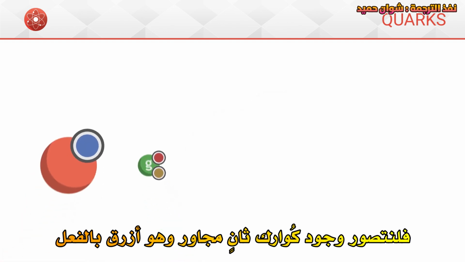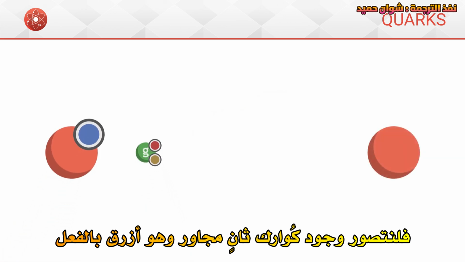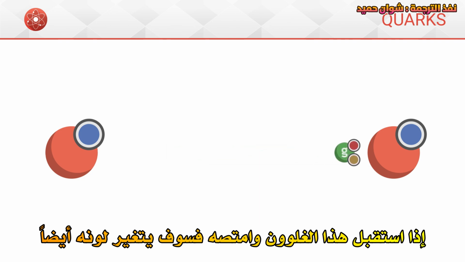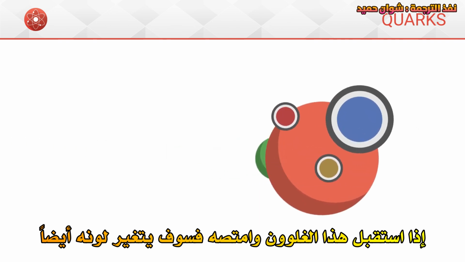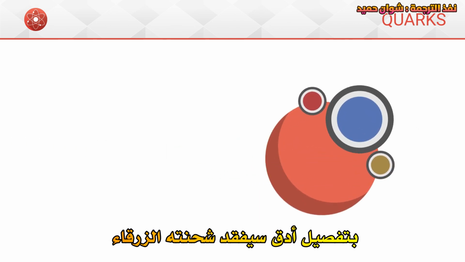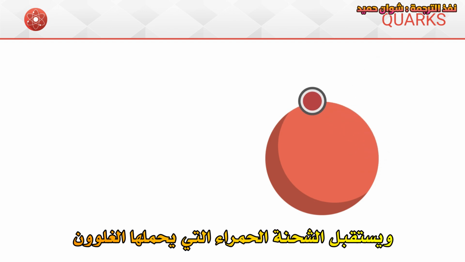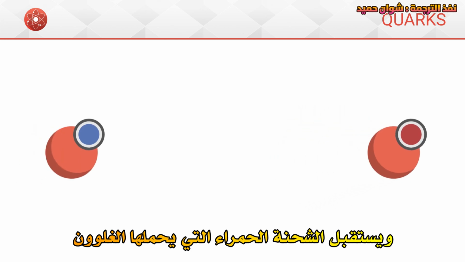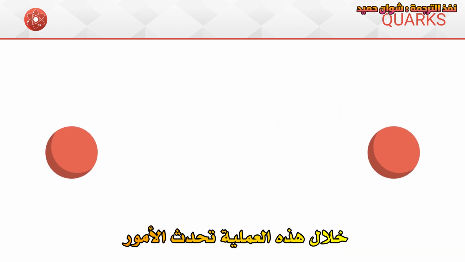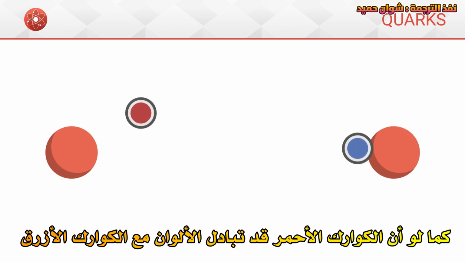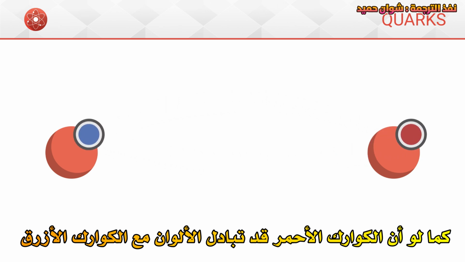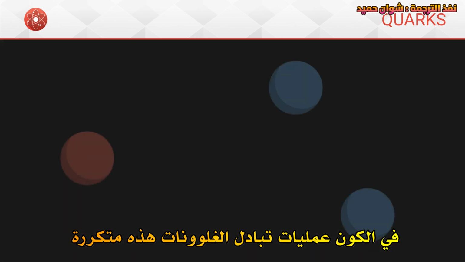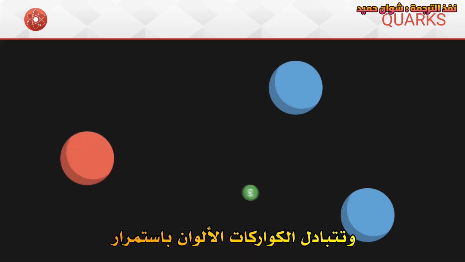Let's imagine that nearby there is a second quark, which is already blue. If it receives and absorbs this gluon, it will change color as well. More specifically, it will lose its blue charge and receive the red charge of the gluon. During this process, things happen as if the red quark had swapped color with the blue quark. In the universe, these gluon exchanges are frequent, and quarks are constantly swapping colors.